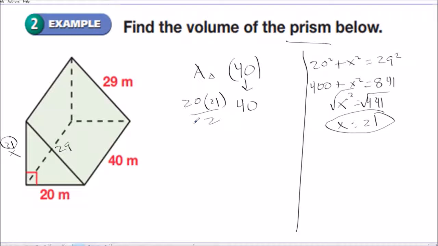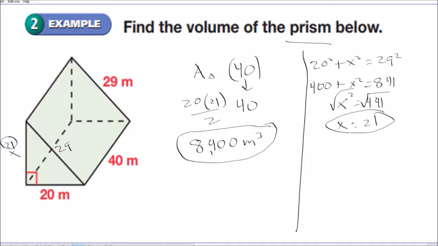And now it's calculator time. So we're going to type this in. 20 times 21, divide that by 2, multiply that by 40, and I get 8,400 cubic meters. Okay, so just like we learned in the area section, we sometimes will have to do a little bit of extra work to find some lengths that we need. That's okay. We'll just do the work, we'll plug them in, and off we go.